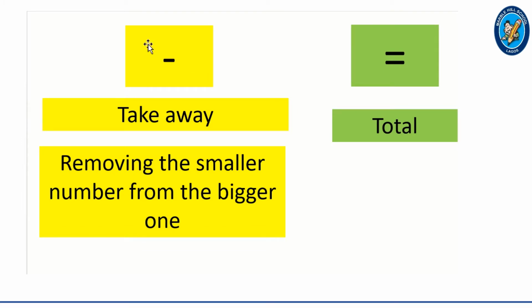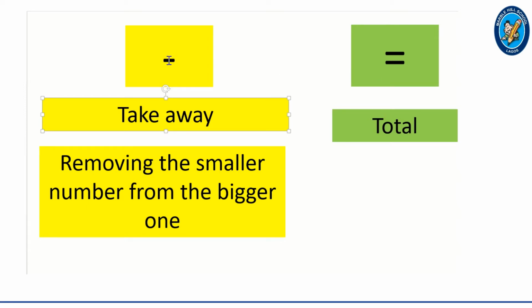So when you see this symbol, this dash, it means minus. It means subtract. And that just means take away. So you're taking away the number that is usually on the right from the number that is on the left. And the number you're taking away is usually smaller than the number on the left. This sign also means you are removing the smaller number from the bigger one, and you would find the total.